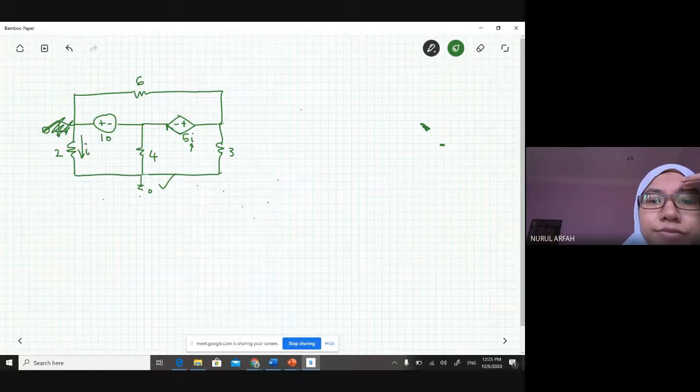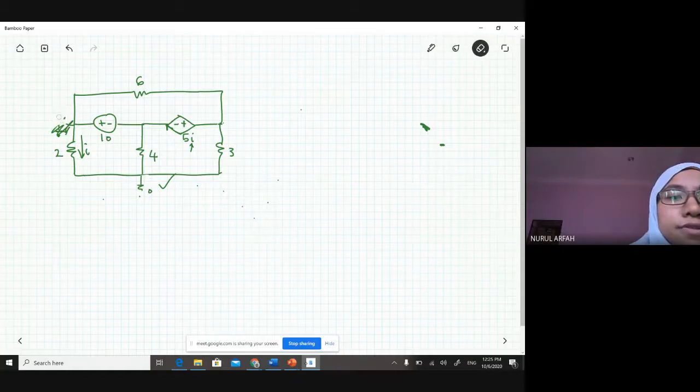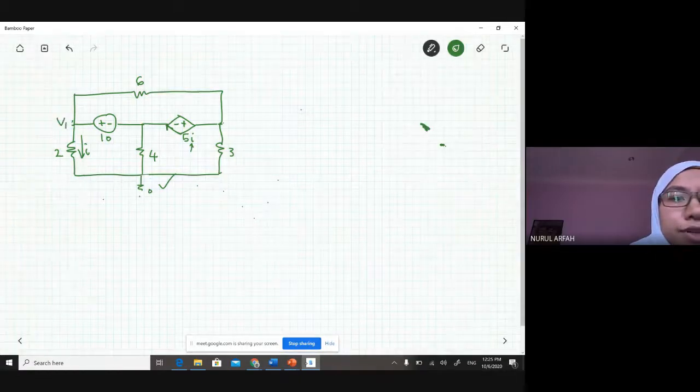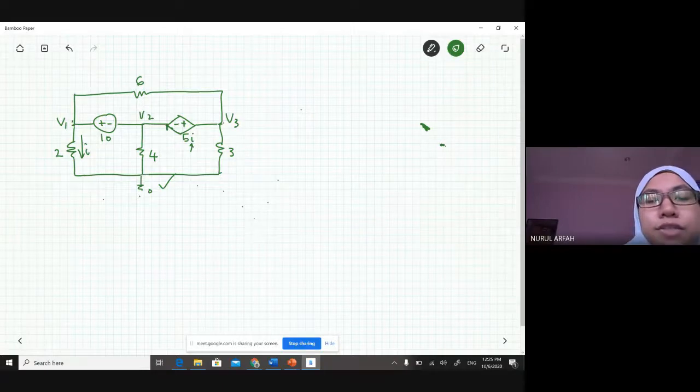What do you think? By the way, you need to give the value or names. So this is B1, this is B2, and this is B3. If we have it like this, then we have a supernode. Two supernodes, in fact.